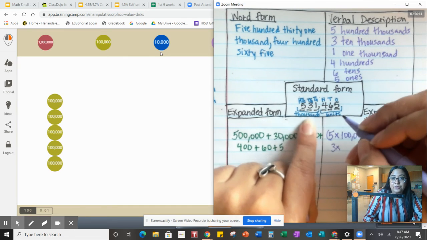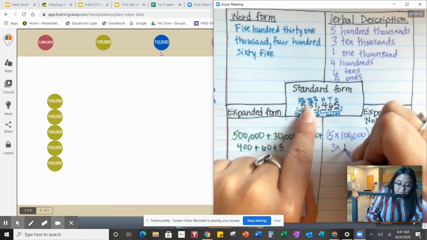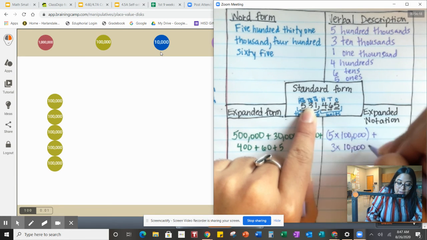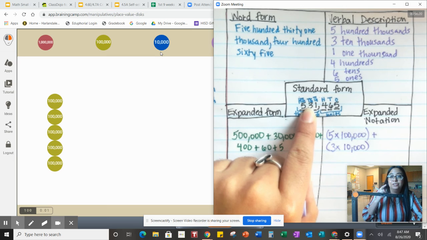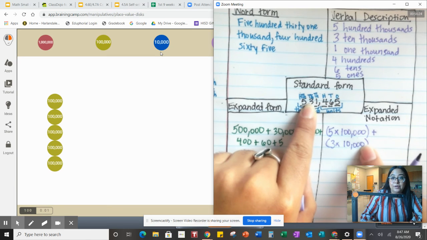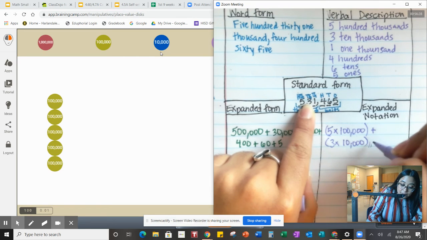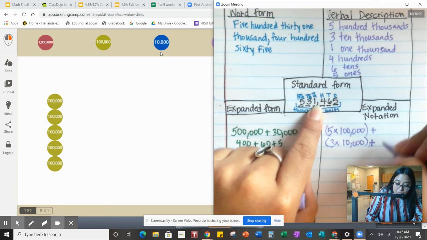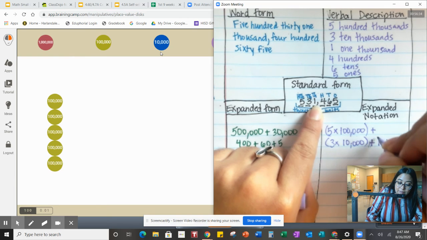So here we have the 3 in the 10,000s. So I'd write 10,000. And again, if I need to make sure, okay, did I write 10,000? Just, again, do your place value. Ones, tens, hundreds, thousands, 10,000s. Yes. Plus the next digit, which is a 1 in the 1,000s place.